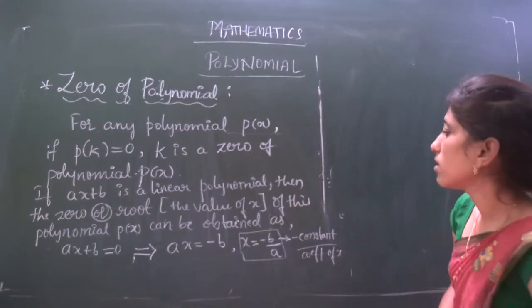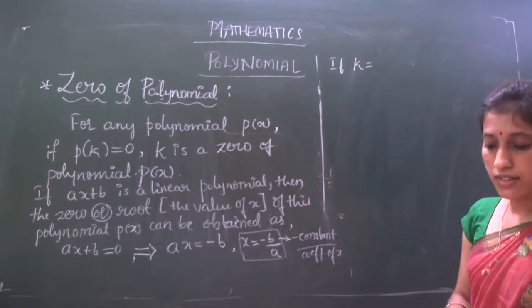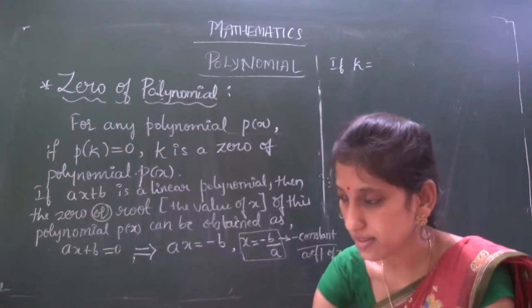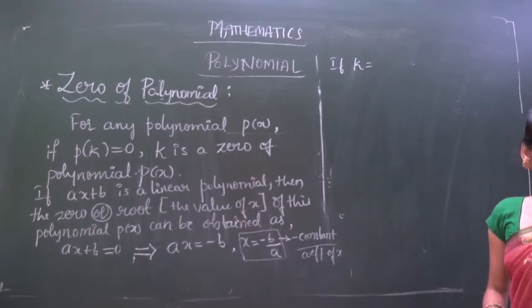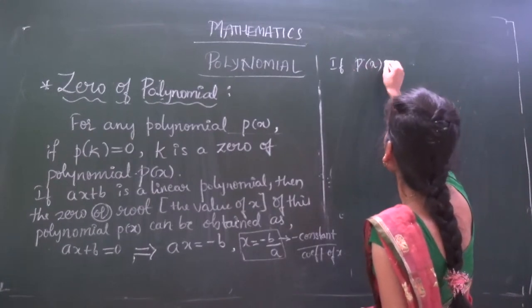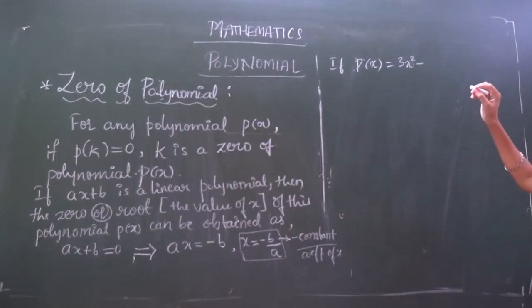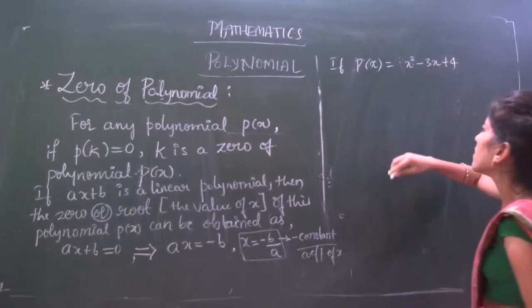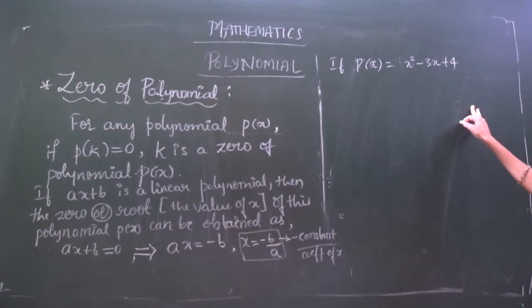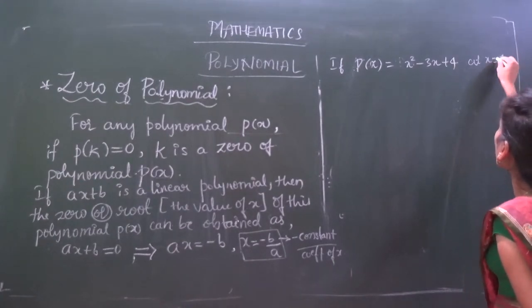Okay, so if k is equal to 1, let's just take an example. Suppose p of x is equal to x square minus 3x plus 4. This is what p of x is. They said here to substitute x is equal to 1. Just check it out.